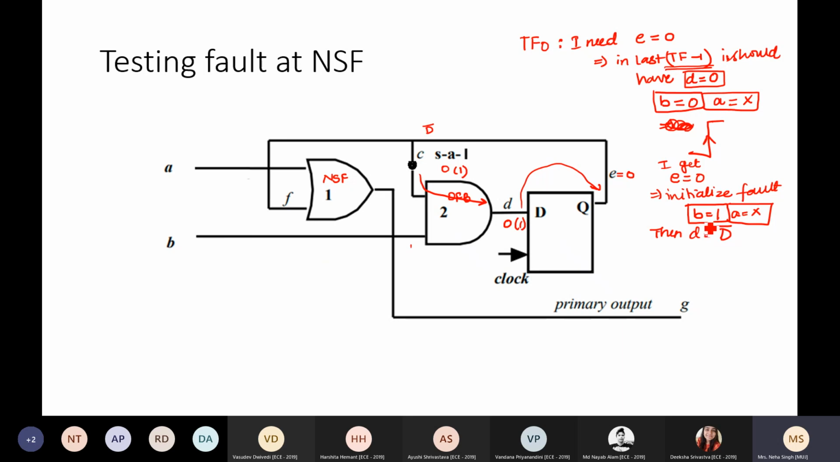Primary output पर अभी भी fault नहीं आया है because you initiated the fault on C, which is a fan out branch. C का fault is not affecting F. F will get its input from E, right? तो अभी मैंने TF minus 1 में I initialized this fault and small d becomes d bar. The fault has propagated to small d. But now I want it to be propagated to E.